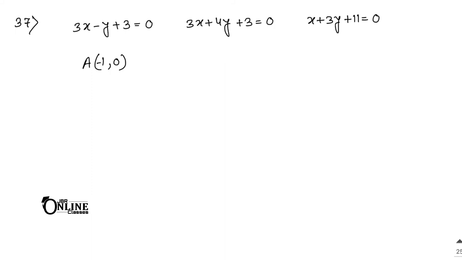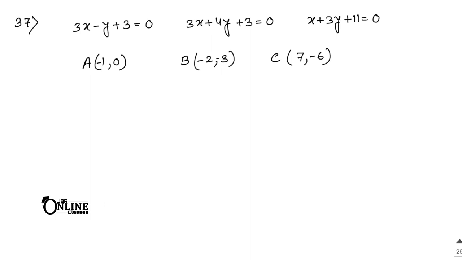Now the next one, the first one and the third one. Okay, the first one and the third one. So suppose this one is B and it's (-2, -3). And now the last one, the second one and the third one, it's C, that one is equal to (7, -6). Okay, so that means A, B, C are the vertices of the triangle. Now you have to find out the circumcenter of that triangle.